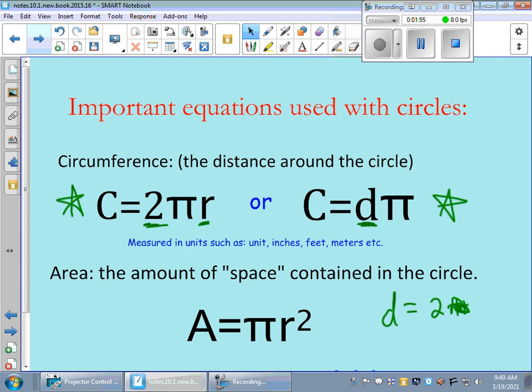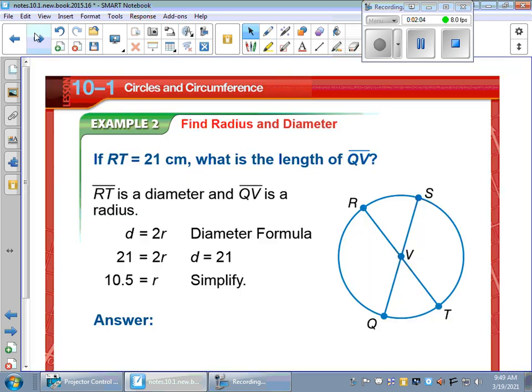The area, the amount of space in a circle, is pi times radius squared. And remember, whenever you solve this problem, you want to square the radius and then multiply by pi. So this is an actual problem you want to take a look at.